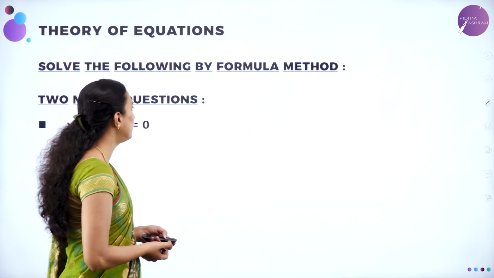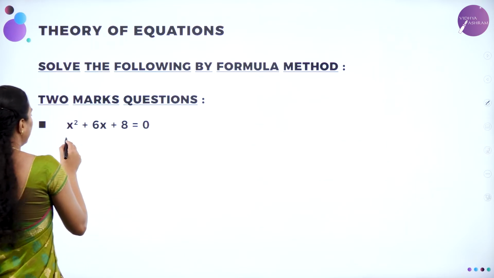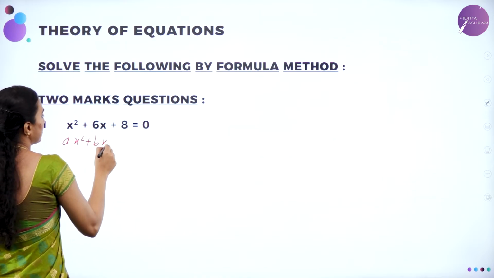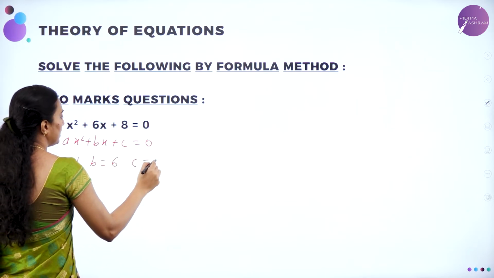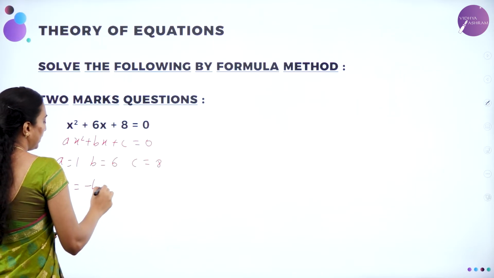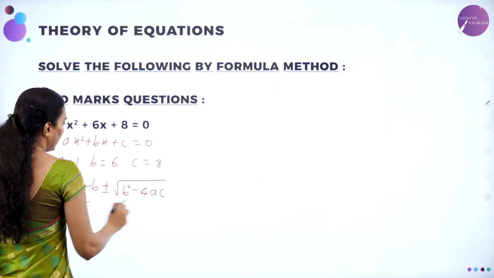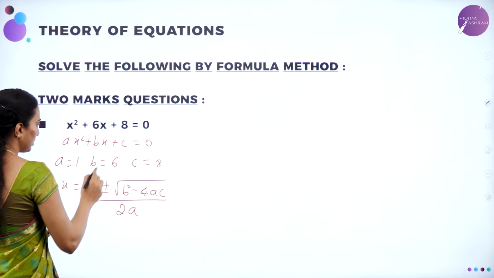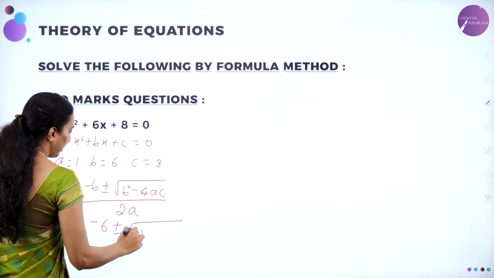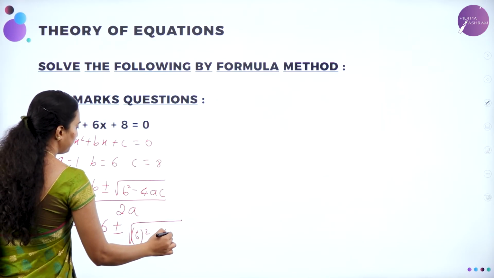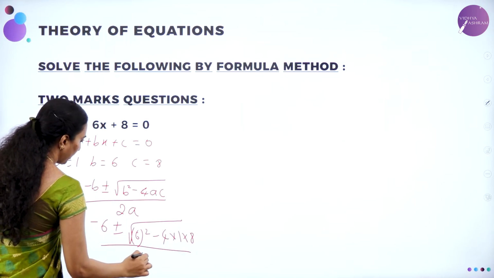I hope you got this. We'll move on to the next problem. Solve the following by the formula method again. Comparing this with ax squared plus bx plus c equal to 0, a is equal to 1, b is equal to plus 6, c is equal to plus 8. So x is equal to minus b plus or minus square root of b squared minus 4ac divided by 2a. Substituting the values, minus 6 plus or minus square root of 6 whole squared, positive, minus 4 into a, which is 1, into c, which is 8, divided by 2 into 1.